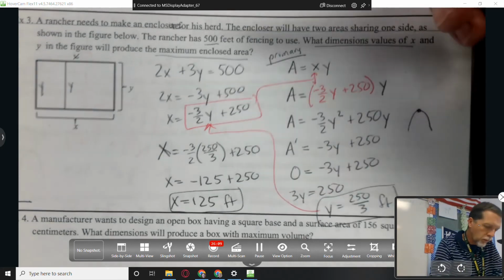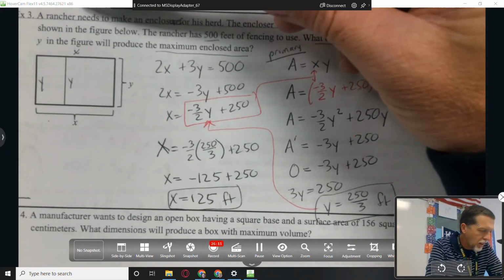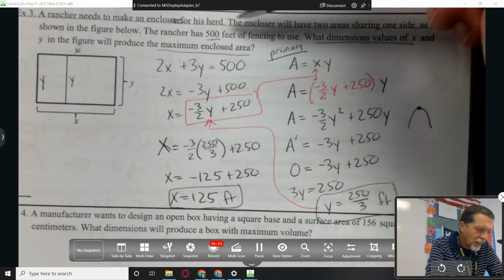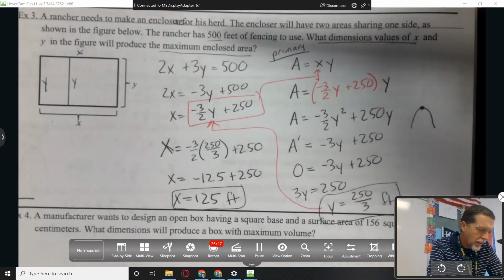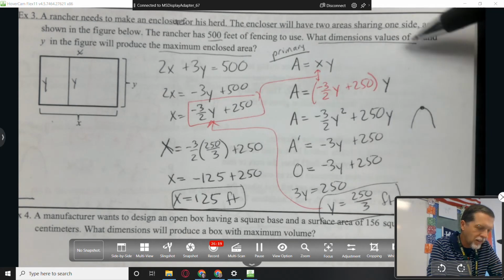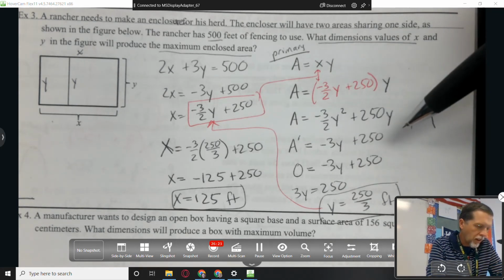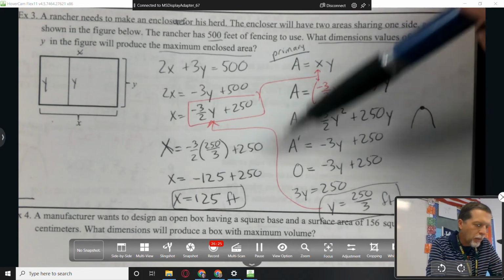Let's reread this question one more time to make sure we've answered it. A rancher needs to make an enclosure for his herd. The enclosure will have 2 areas. Got it. The rancher will have 500 feet. What dimensions will produce the maximum enclosed area? Okay, I think we answered everything.